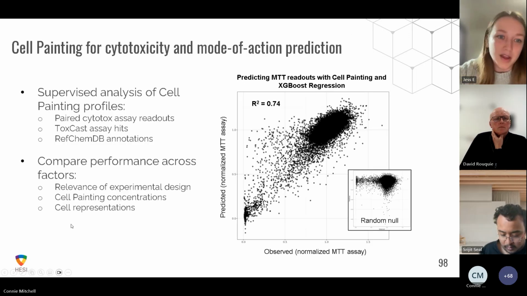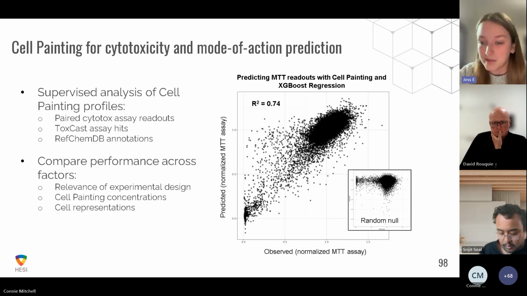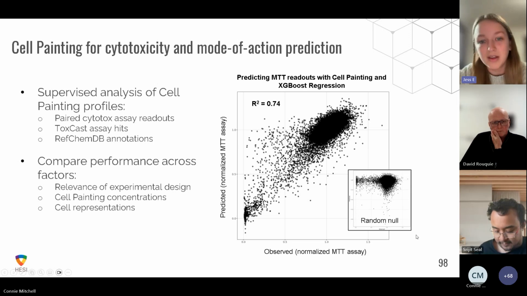So another thing that we're doing beyond just fitting curves to everything is starting to do supervised analysis of these cell painting profiles. Since we have this paired cytotoxicity assay readout data, as well as the cell painting profiles, we can build supervised models to try and predict the assay readouts from the cell painting features. So here's an example I'm showing you predicting the MTT assay readouts using cell painting and the XGBoost regression model. And in that little snapshot right there, I just have a comparison to the random null. So that's quite different. And we see an R squared of 0.74.